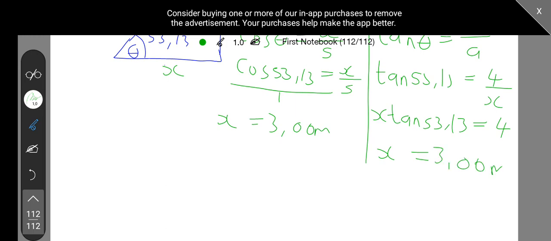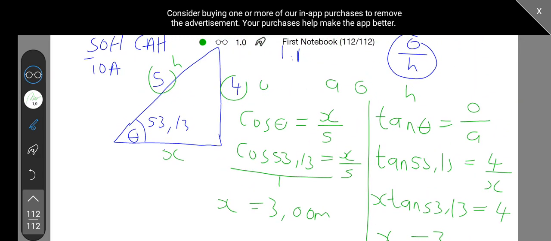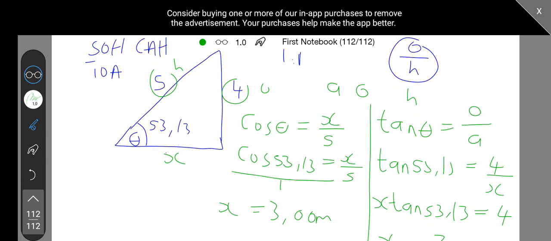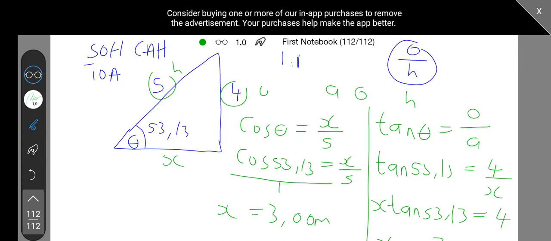We get 3,00 meters. So as long as you use the correct trigonometric ratio and the angle, you will always get the same answer. So remember, SOHCAHTOA. So make sure you're able to use it as well.